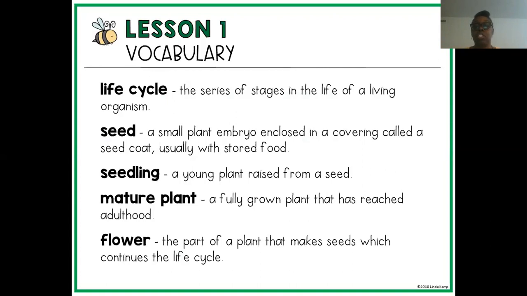A seed is the small part of the plant or the embryo of the plant. And I have some seeds right here. Here is a lemon seed, and it has a little covering on it called a seed coat. This is what usually stores the food for the plant. The seedling is a young plant that's raised from a seed. A mature plant is a fully grown plant that has reached adulthood. And the flower is the part of the plant that makes seeds so that the life cycle can keep going.